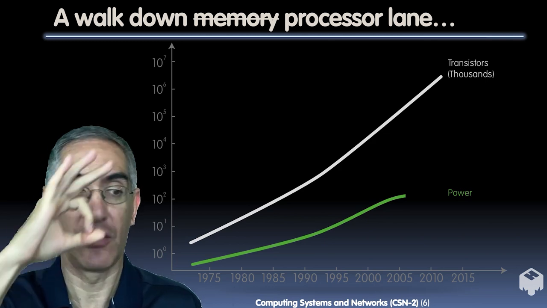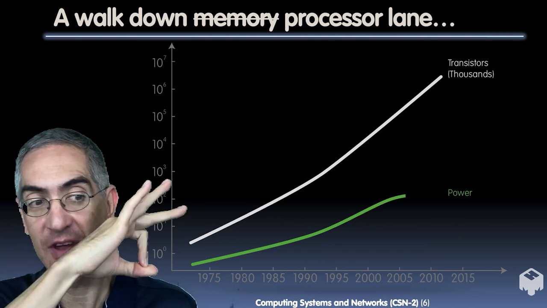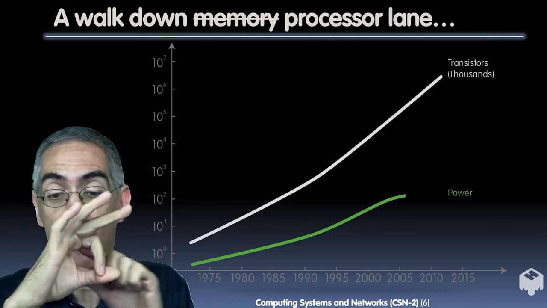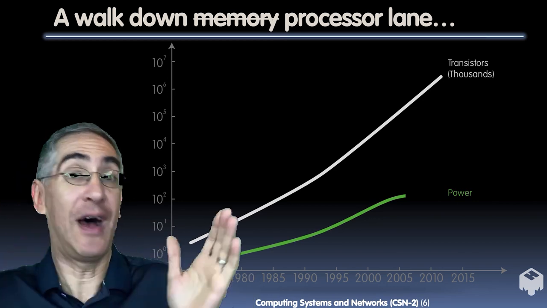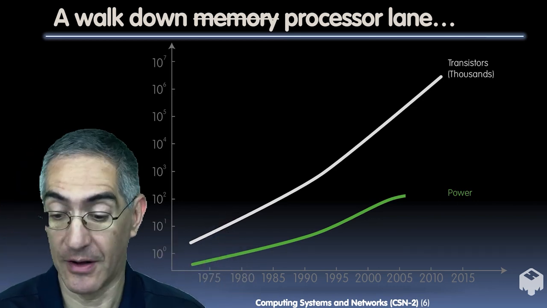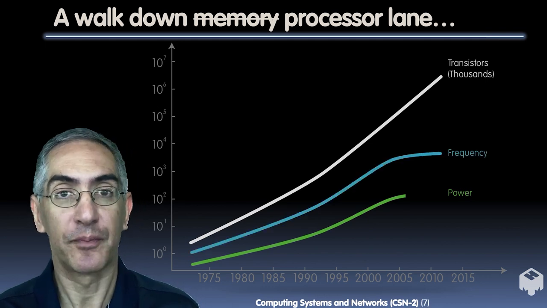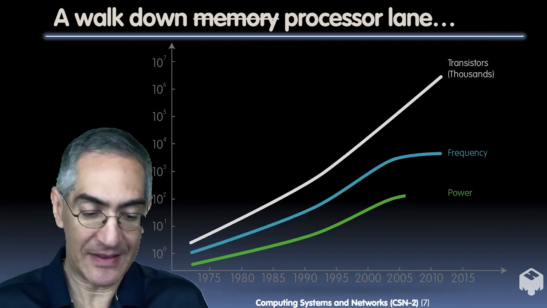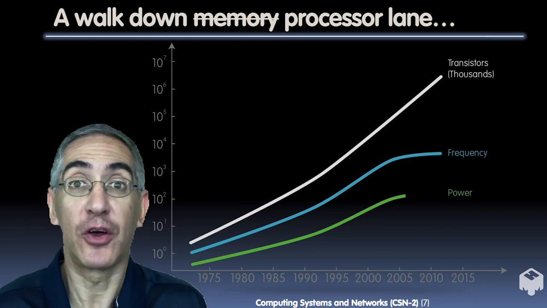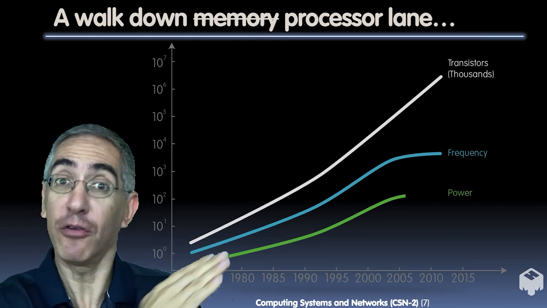By the way, processors are only about the size of a postage stamp. Imagine 100 watts in this little postage stamp. I mean, it's too hot to touch. You could fry an egg on it. It's crazy. So that was a problem. So what did they do? Well, the clock frequency is how fast the heartbeat is of a computer. And so it was going up also exponentially.